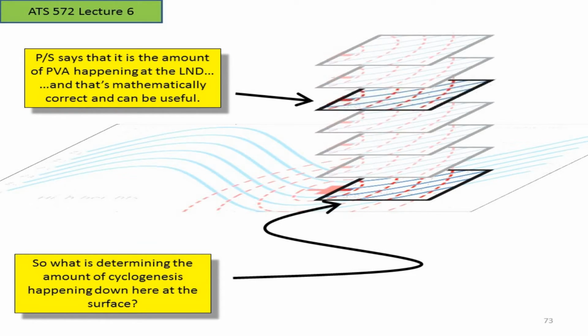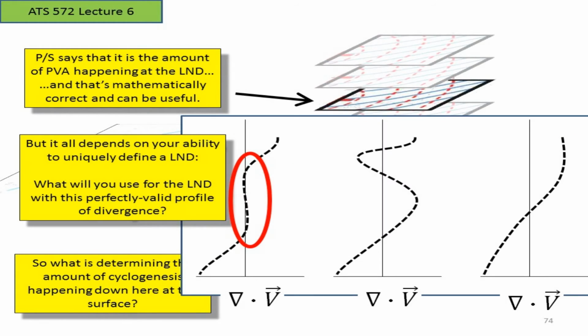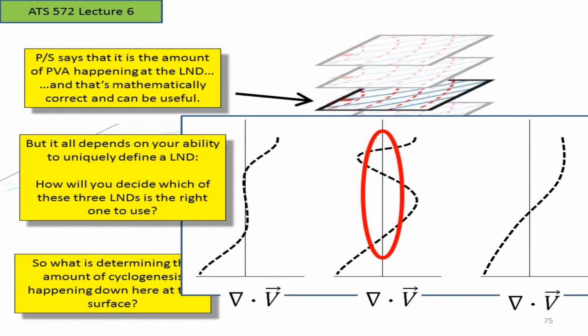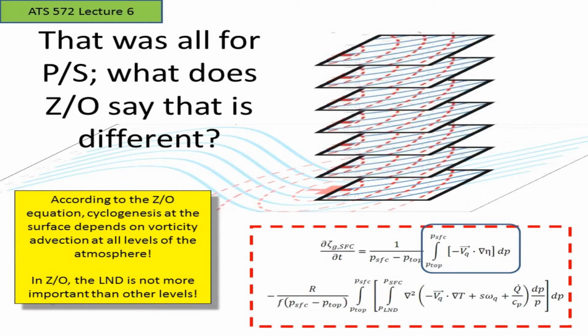That's mathematically correct. It can be useful. It could be a good approximation. But if we can't actually find a level of non-divergence, or there are multiple levels of non-divergence, we've got a big problem here. Like in this case I have circled, there are actually 3 levels of non-divergence. How in the world are we going to decide which one is the right one? According to Pedersen-Sutcliffe, according to the Zwack-Okossi equation, cyclogenesis at the surface depends on vorticity advection at all the levels. Just add them all up. In the Zwack-Okossi equation, the level of non-divergence is not more important than other levels.